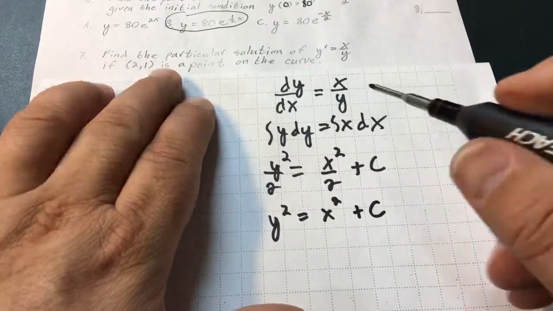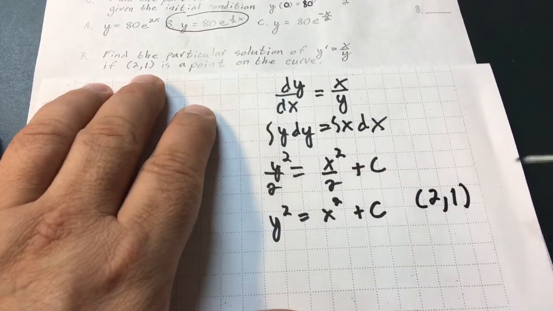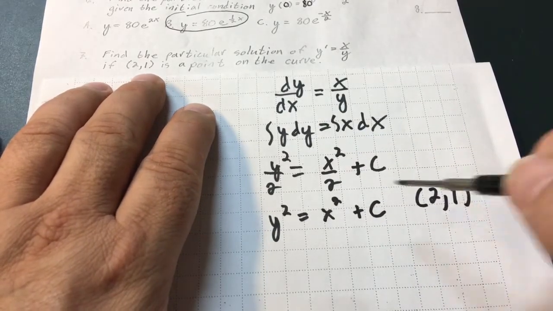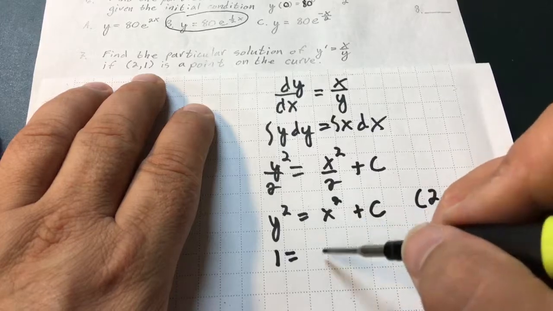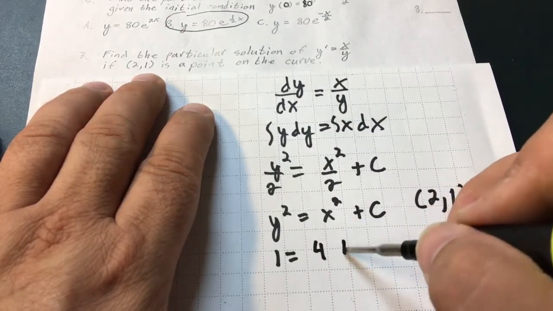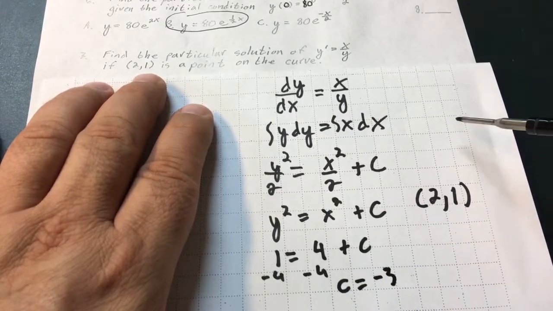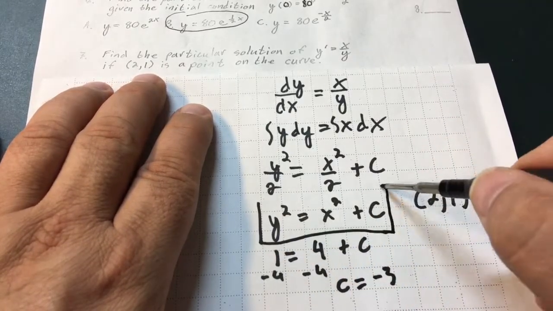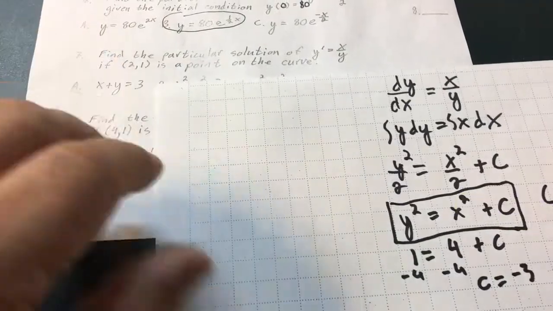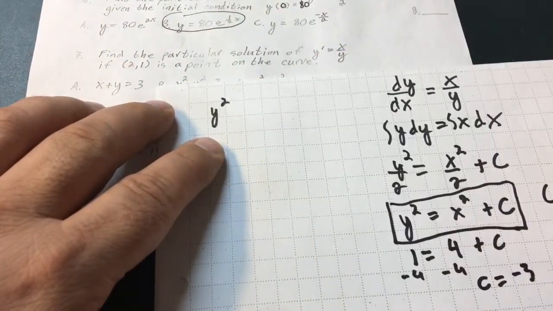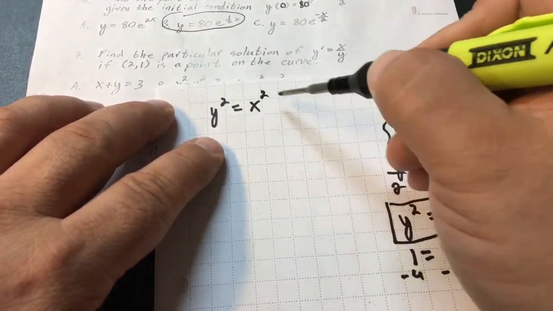And now, I have an initial condition of 2, 1. That was given up in the heading. Wherever y is 1, I plug it in. Wherever x is 2, I plug that in. 2 squared is 4. So this is going to let me know when I subtract 4 from both sides that c is going to equal negative 3. I'm going to plug that back into this general solution. And this is going to give me y squared equals x squared minus 3.